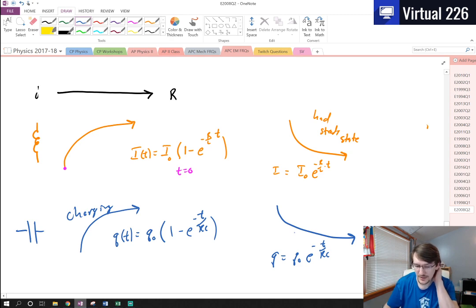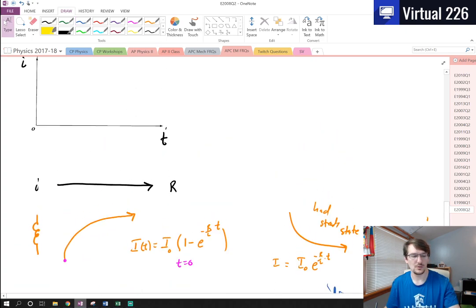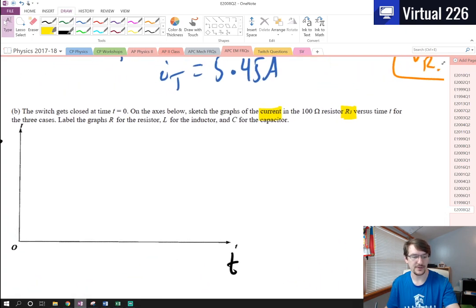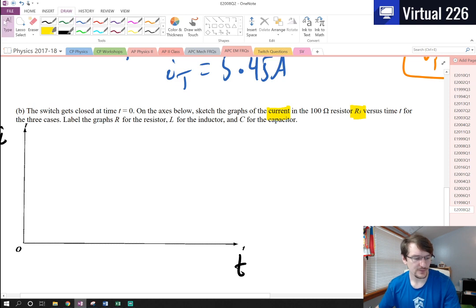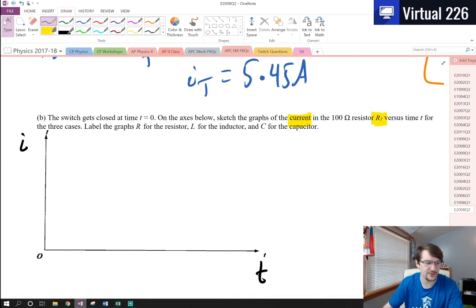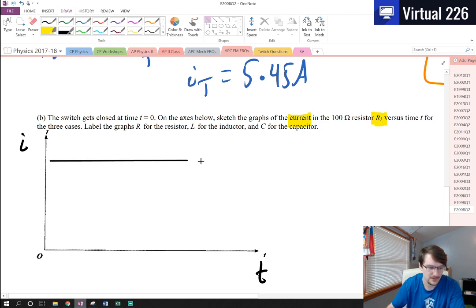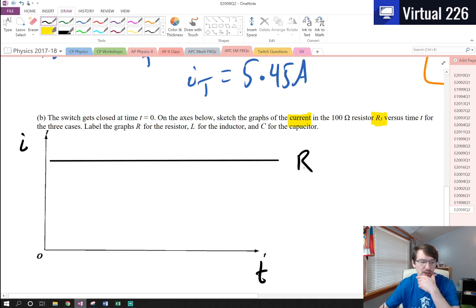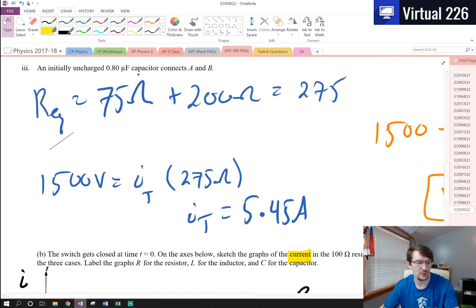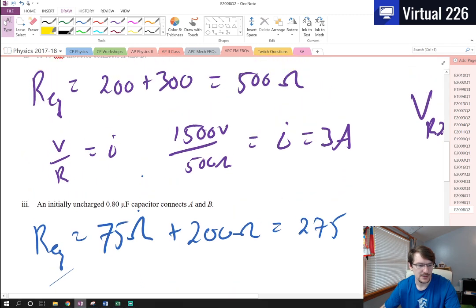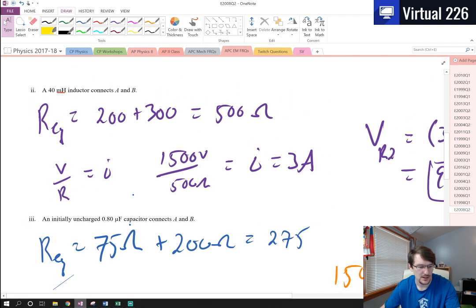So depending on what we have here, this is a discharging. We're going to have a certain thing going on in this circuit here. So let's look at what we have. Well, we know we've got just the resistor here, so let's just draw a flat line somewhere on this graph. Okay, so boom. This is our resistor graph. Now let's see what we've got for the inductor and the capacitor. It's an initially uncharged capacitor.